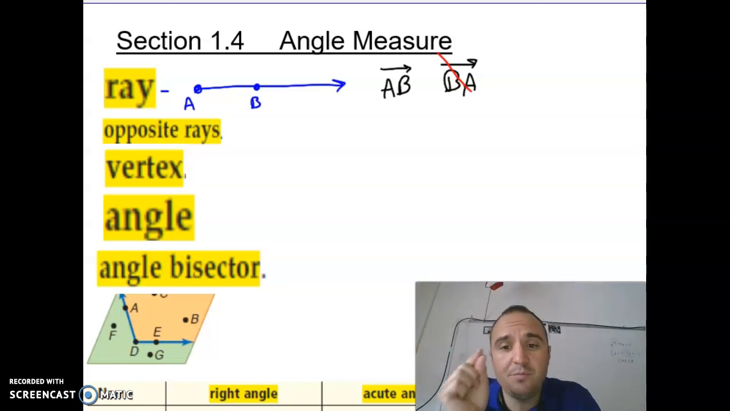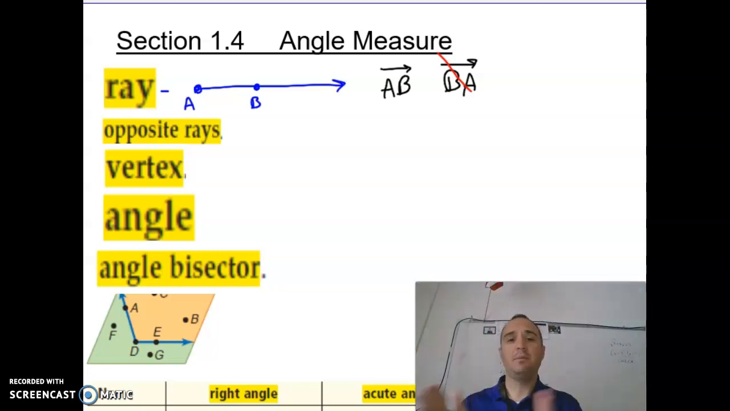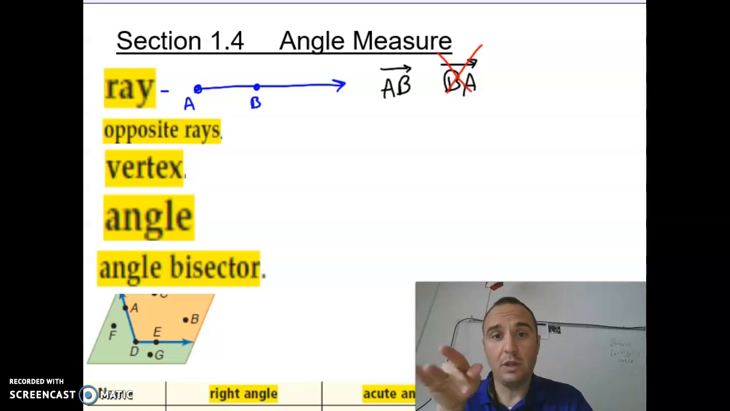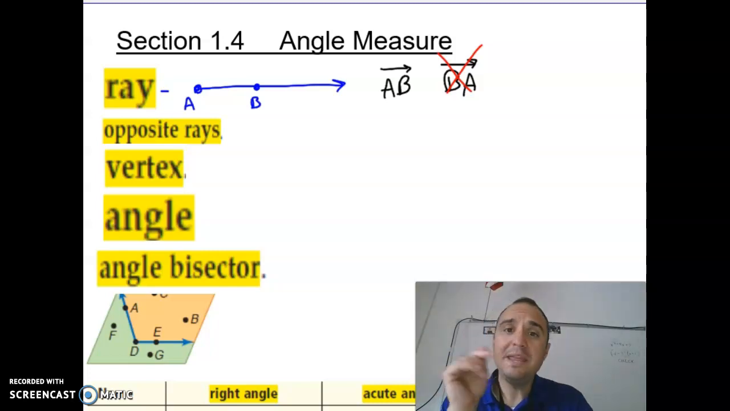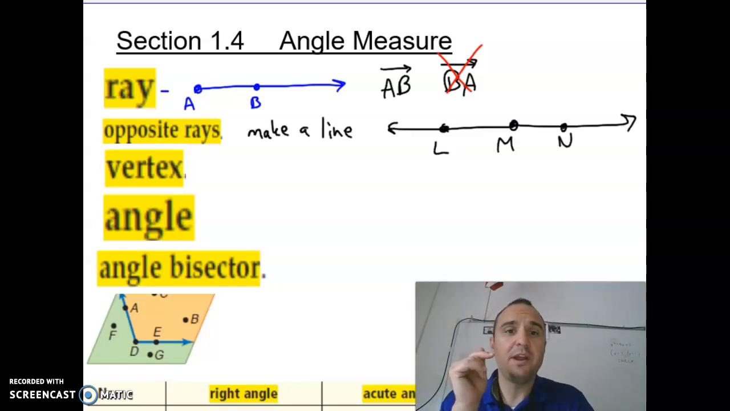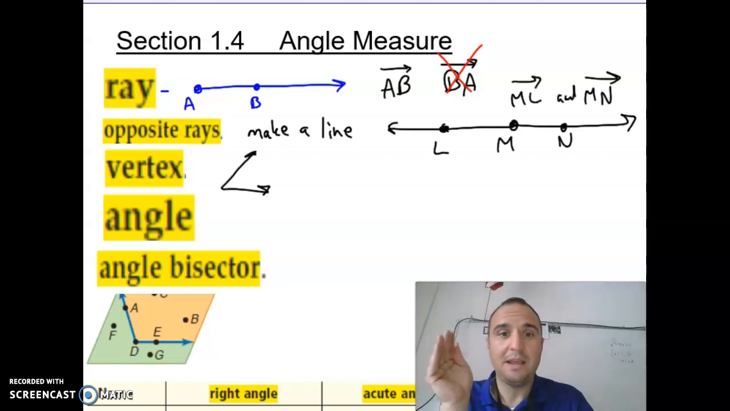You have to name it specifically. It's not like a line segment where you can name line segments in any order. So AB is a good ray name with that little line over it, but BA is not. Opposite rays make a line. So we have ML and MN make a line.